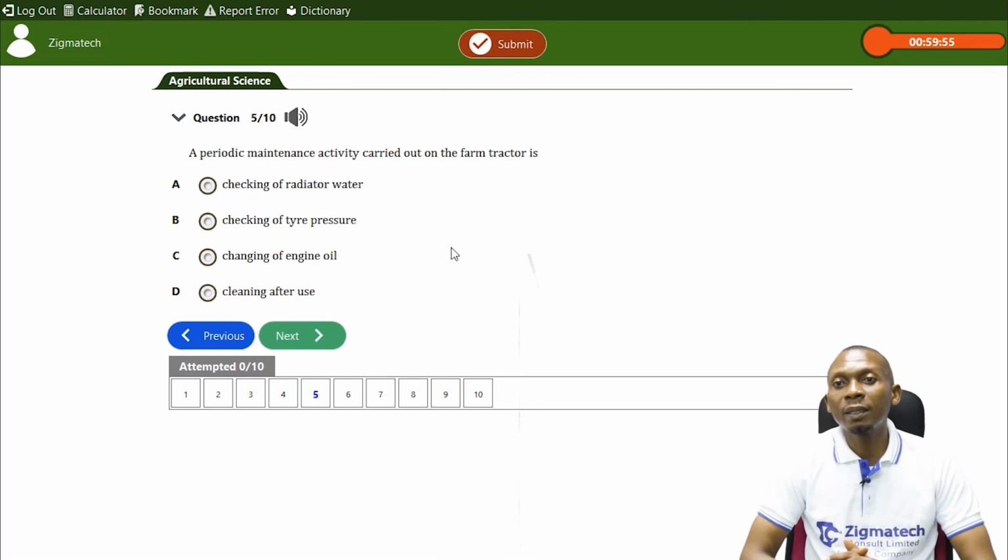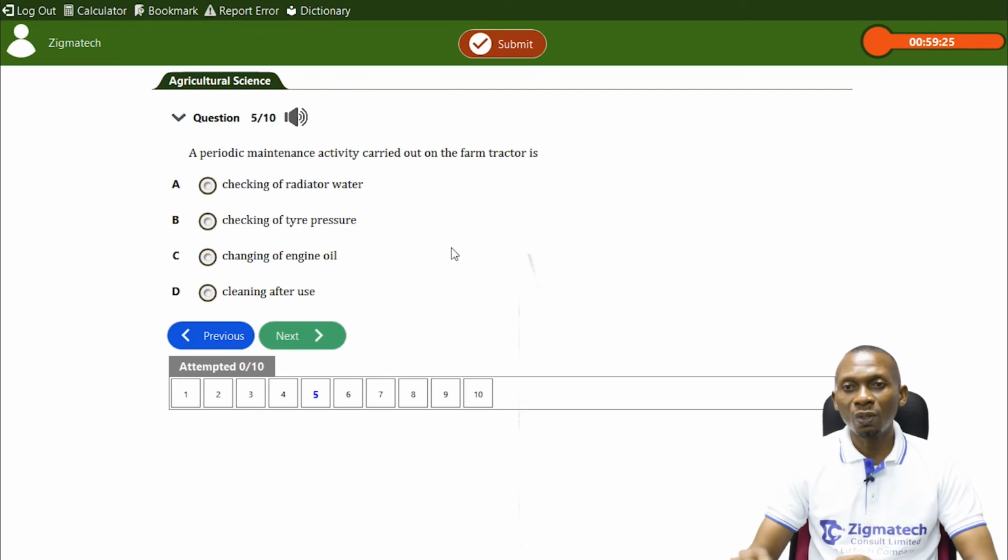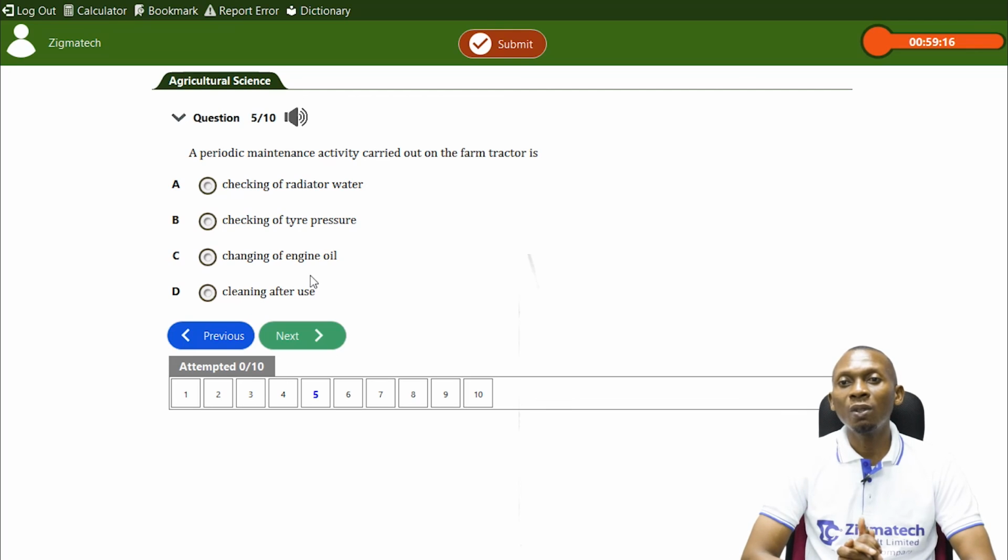This question says the periodic maintenance activity carried out on the farm tractor is A, checking of radiator water, B, checking of tire pressure, C, changing of engine oil, and D, cleaning after use. Now we have the periodic maintenance and we also have the daily maintenance. So what you do daily has to do with checking of radiator water. The tire pressure is also done daily. Cleaning after use is also done daily. That's after the operations of making use of the tractor, you need to clean it. But for changing of oil, that is not done daily. That should be done periodically. So the answer is C.